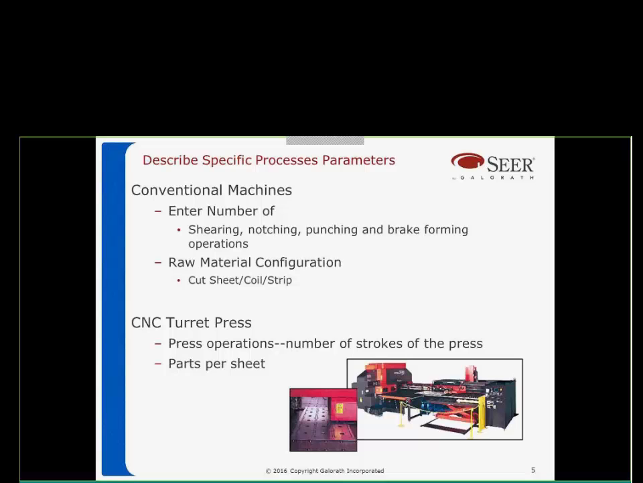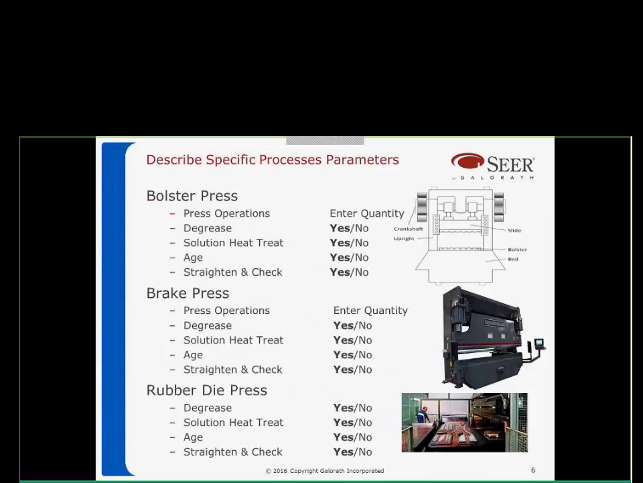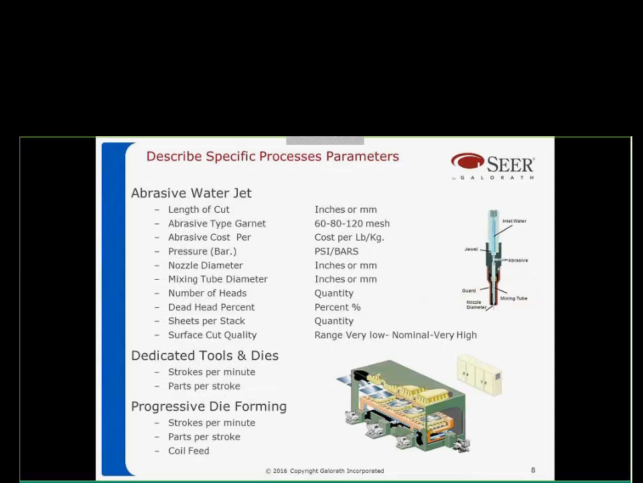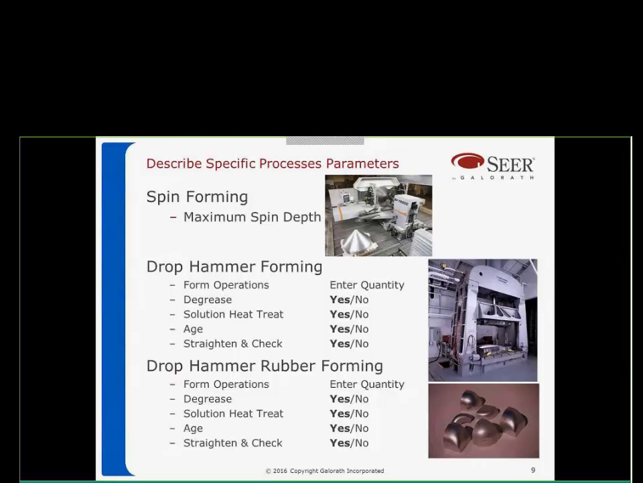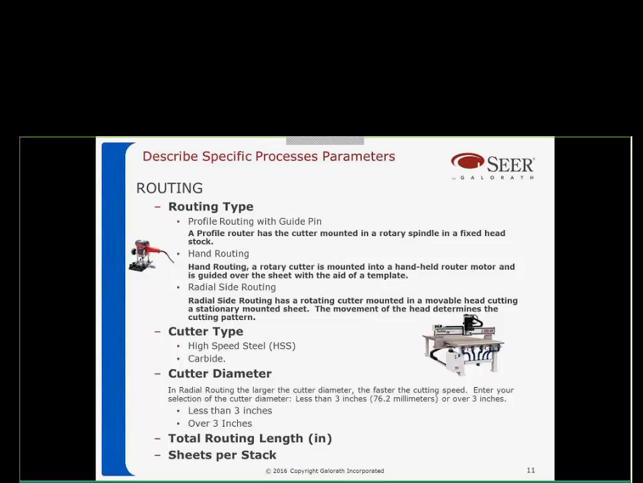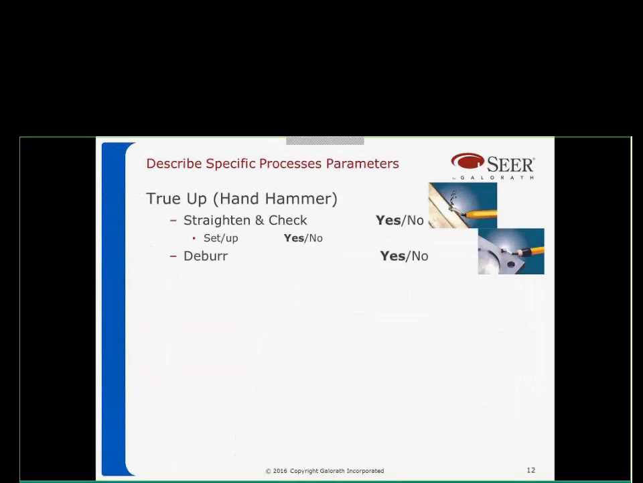In the conventional machines, CNC turret press, bolster, brake, and rubber die presses are available, as well as joggle, hot and cold. CNC laser, plasma arc, and gas flame cutting are all available to the user. Water jet is another option for cutting. If you have high production quantities, use dedicated tools and dies or progressive die forming. Spin forming, drop hammer, both traditional and hydroform type forming with rubber, stretch forming, tube bending, plate roll bending, all are available in the basic model for fabrication, along with routing and straighten and check.